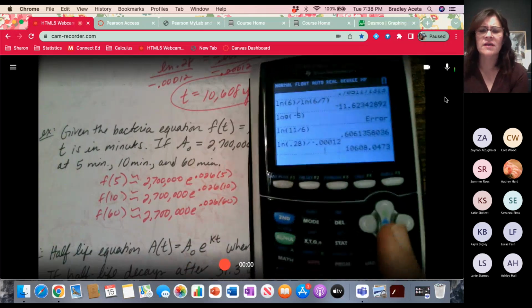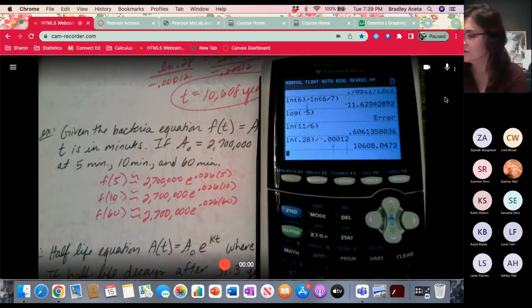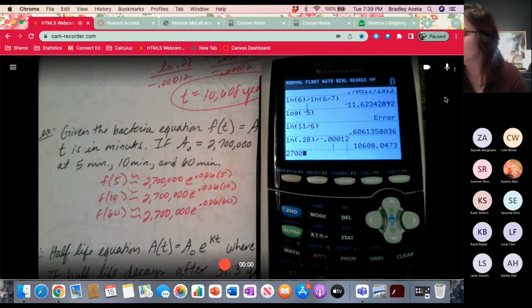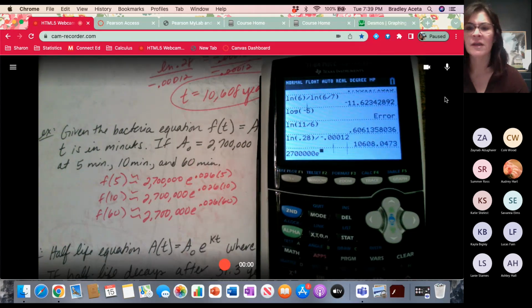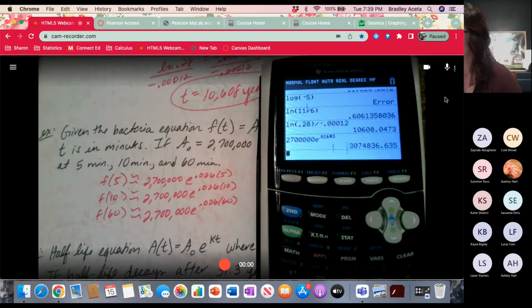And just to show you, I'll do this first one up here. So you do 2,700,000. Let me make sure I didn't type too many. 1, 2, 3, 4, 5. Yeah. And then the e button is above the ln. So you have to hit second ln, e to the 0.026 times, we'll just do 5 minutes. So now we have roughly, I'm looking at the answers that I did. I think I rounded it to the nearest 100,000.